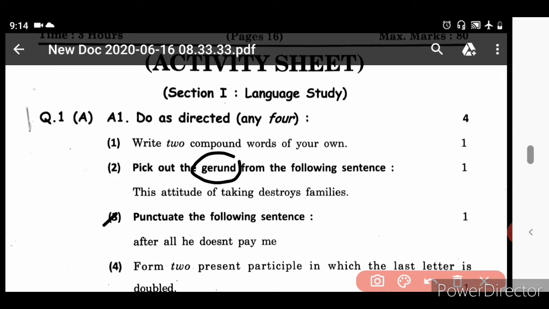Question number 3, punctuate the following, for 1 mark. They give us a sentence and we have to use punctuation marks in it.